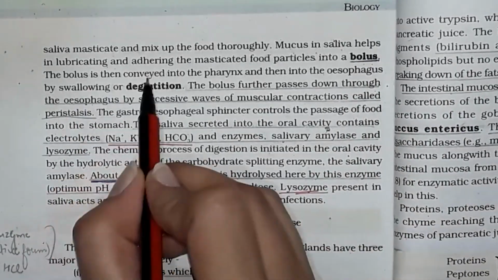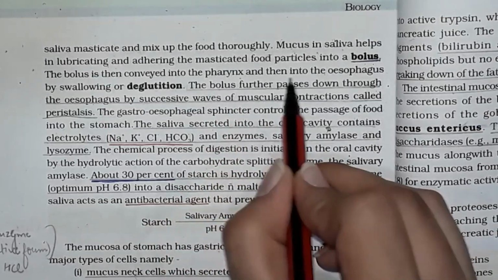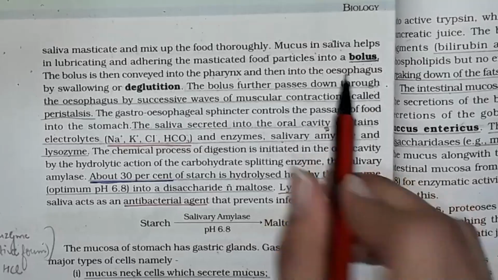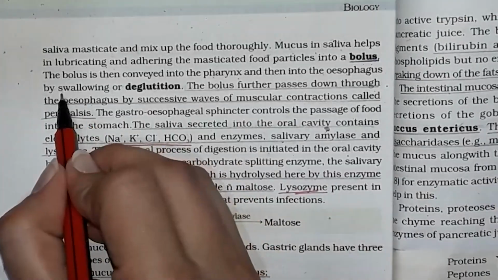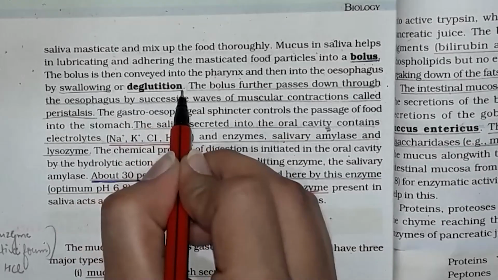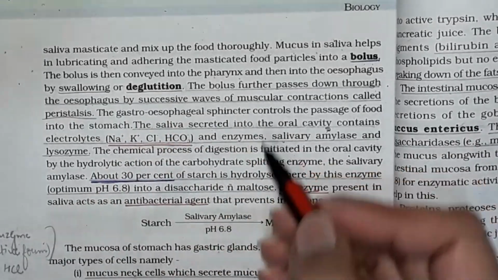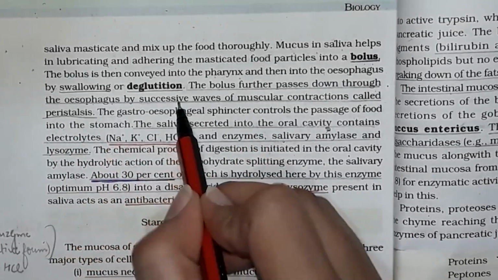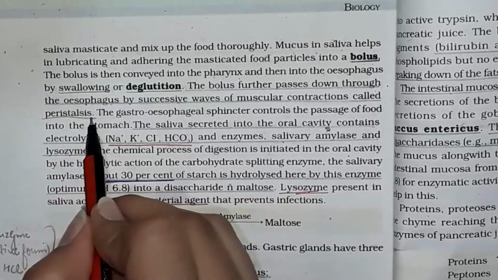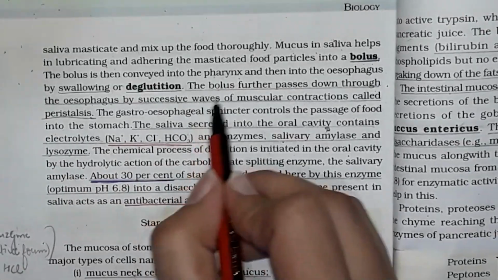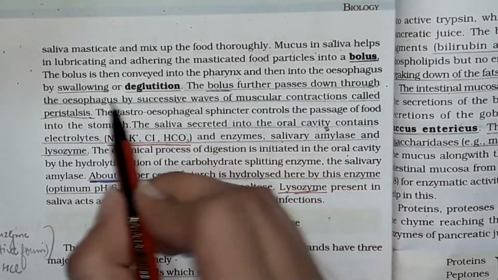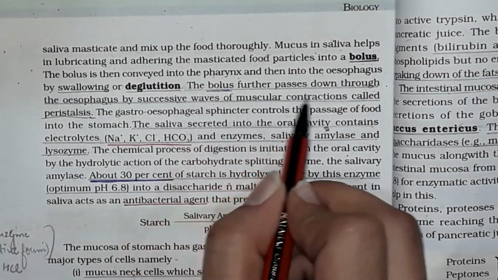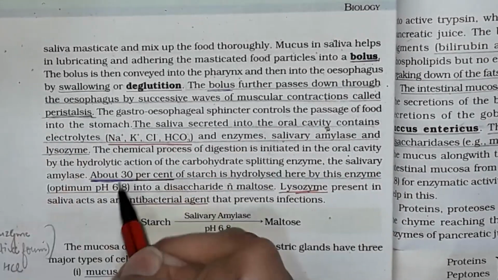Then the bolus is conveyed to the pharynx and then into the esophagus. First, the bolus enters the pharynx, then enters the esophagus by swallowing or deglutition. These both are synonyms. Either you call it deglutition or you call it swallowing. The bolus further passes down through the esophagus by successive waves of muscular contractions, and these waves are known as peristalsis.